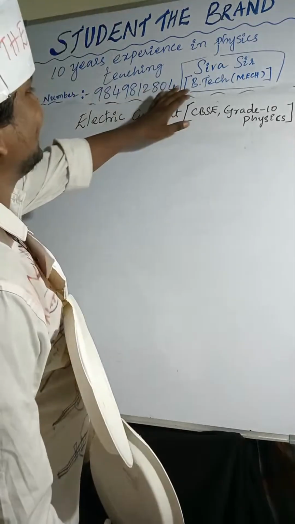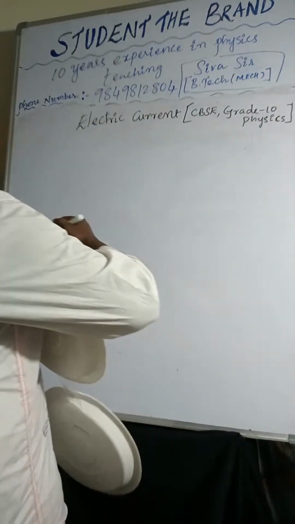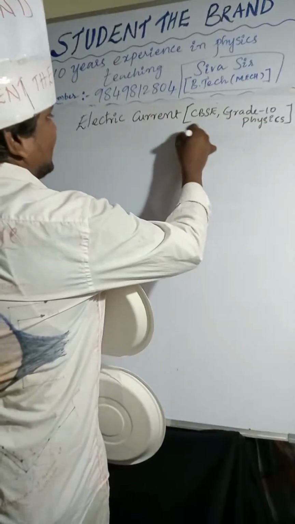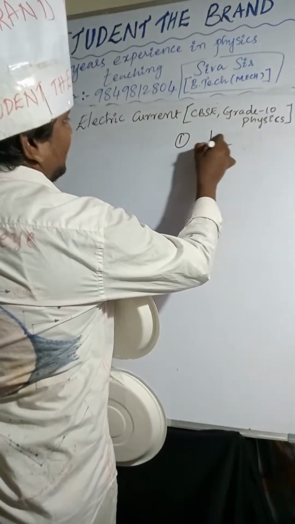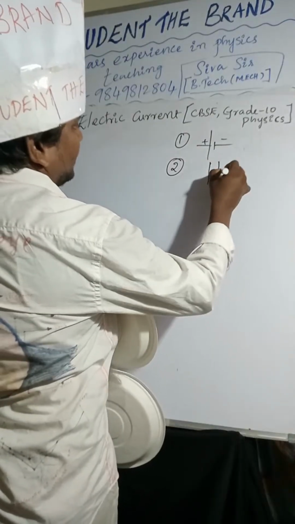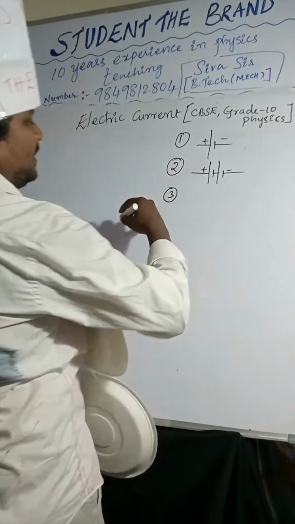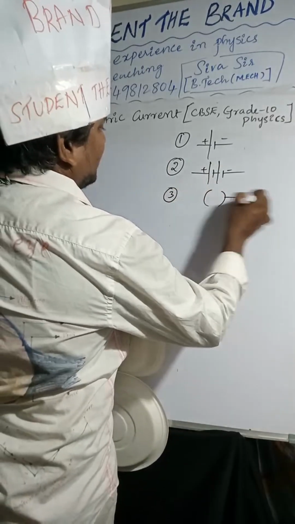So you can see this. Now I am considering here. First one is cell, with positive terminal and negative terminal. Second one is battery, with positive terminal and negative terminal. Third one is switch.